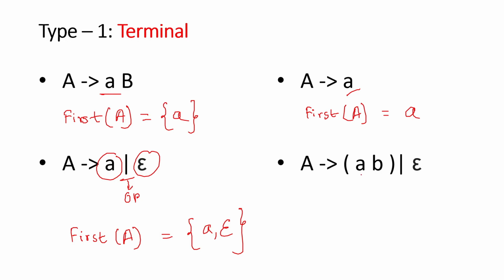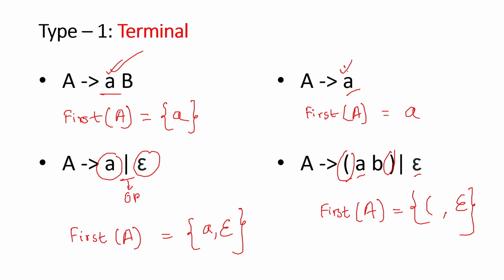In this one, what is my first? Is it this one or this one or this one? Here you will see that this doesn't mean that the ab is under a bracket, rather these are two individuals. So my first of A will be a bracket or epsilon, naught. Hope you understand. So type 1 is that the first of my grammar will be a terminal, because in all the examples we have seen, the first position is a terminal.